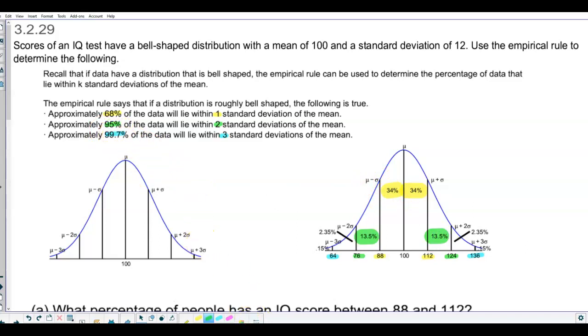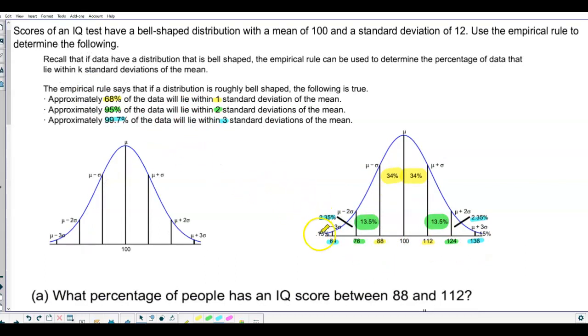And then if we go another standard deviation above and below the mean, meaning three standard deviations, we add 2.35 plus 2.35 plus 13.5 plus 13.5 plus the 68%, which is going to give us 99.7%. So what that means is one standard deviation is 68%, two standard deviations is 95%, and three standard deviations is 99.7%. And then the remaining is outside, which is 0.15%.